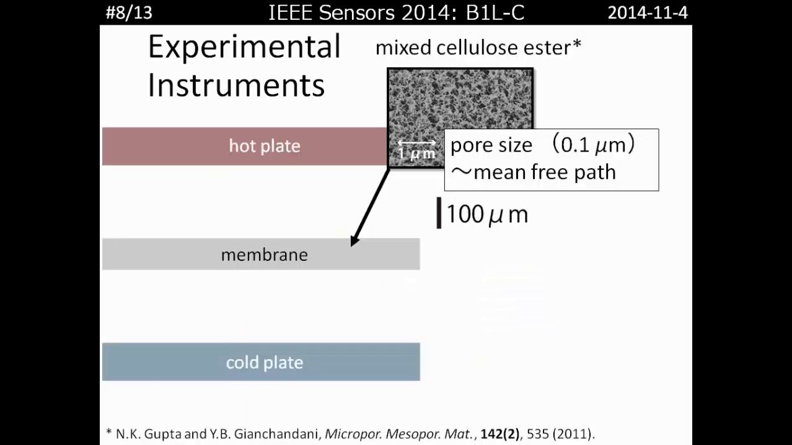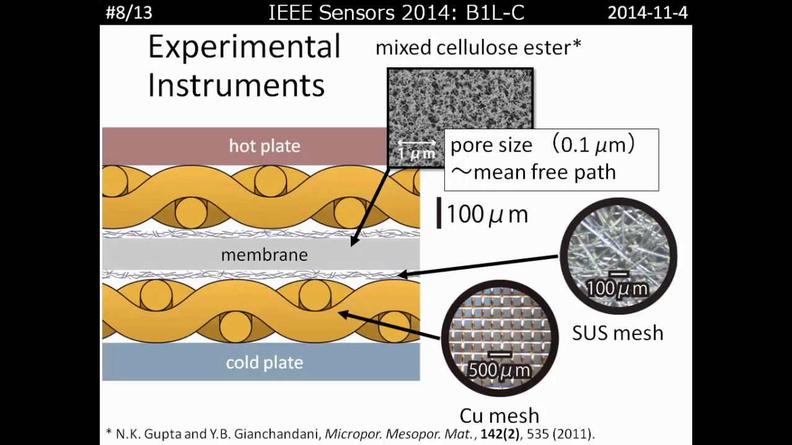The membrane is made from mixed cellulose ester, which is a material similar to paper. The pore size is 0.1 micrometer, which is comparable to the mean free path. The thickness is around 100 micrometers. Then we put copper mesh to secure the channel, and then stainless mesh to protect the membrane from the copper mesh.